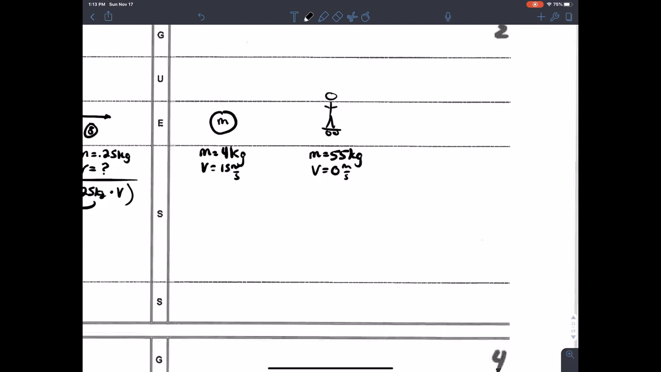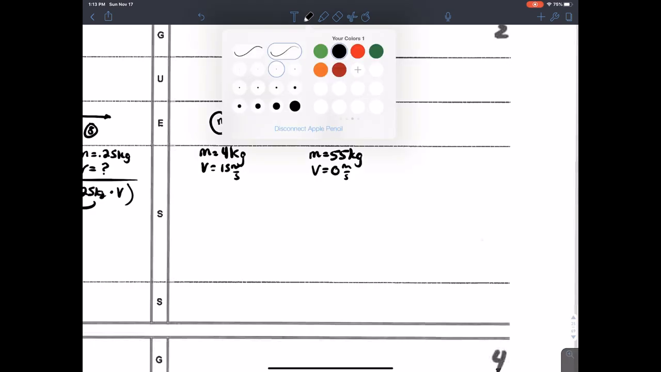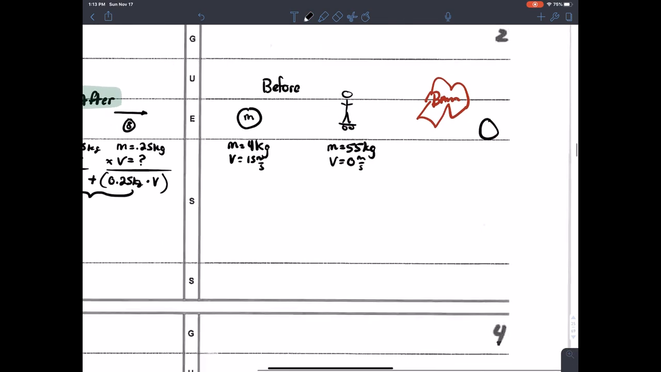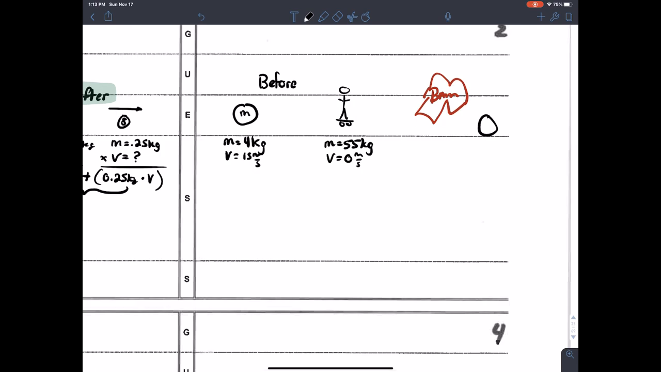All right. It says, now this is the before, right? Before. It says after the medicine ball hits him, bam. Okay. After the medicine ball hits him, the medicine ball says that it's going to continue moving at 4 meters per second. So my mass here, it's still 4 kilograms, but the velocity now is going to be 4 meters per second.